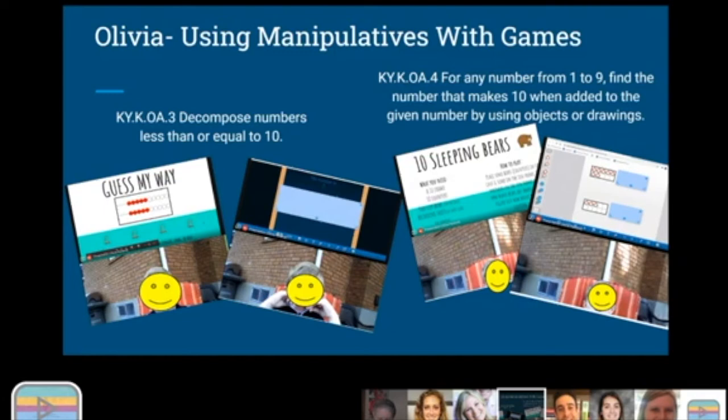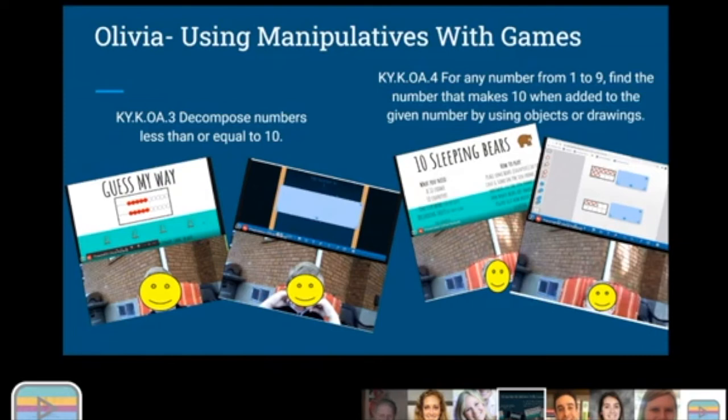So one way that I'm using virtual manipulatives is through games. And one game that we have played is Guess My Way. And you'll see that in the first 2 pictures on the slide. So Guess My Way can be played one-on-one, in small groups, or whole class. And I'm going to tell you a little bit how to play just in case you would like to take this game back to your classroom.